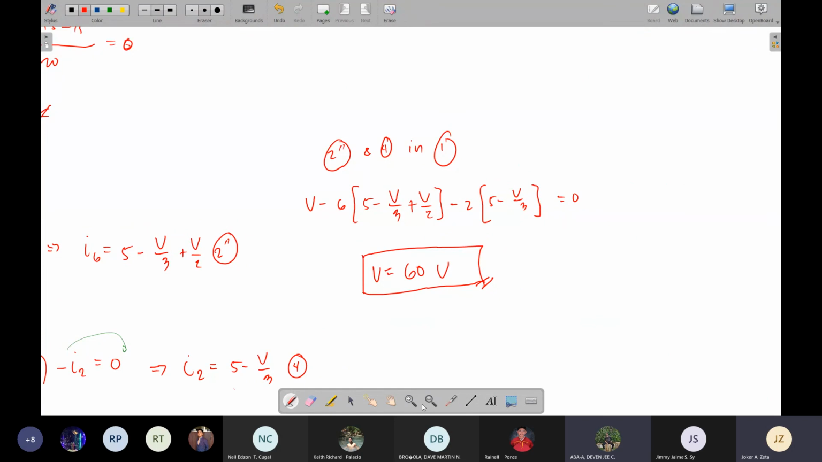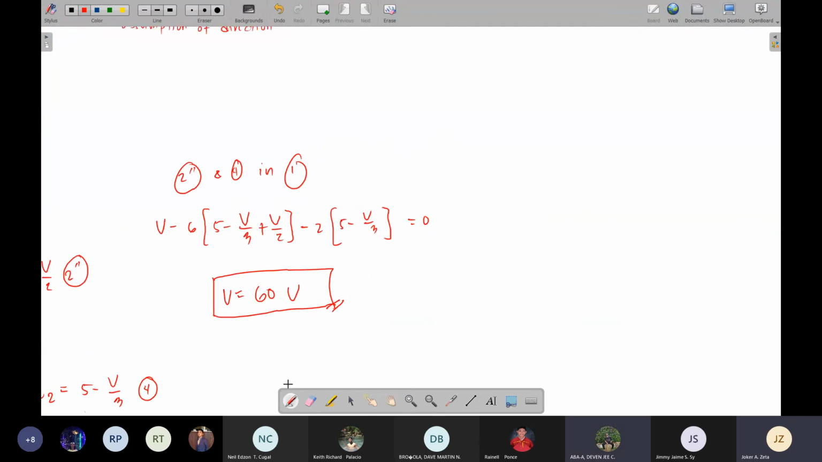So, we can break it down, so there's no need to use shift solve. It's possible. So V minus... distribute, it becomes 30, then plus 6V over 3, so that becomes 2V. Then minus 6 plus V over 2, so that becomes minus 3V. Then this becomes minus 10. Then this becomes plus 2V over 3.